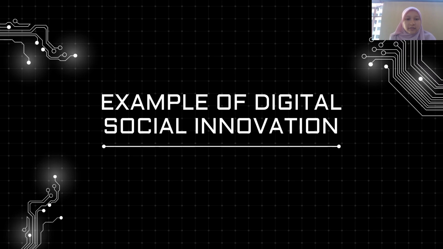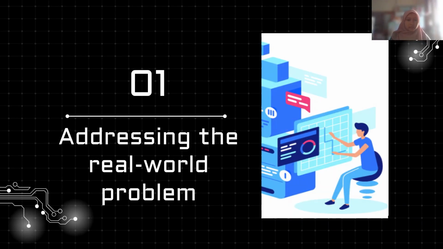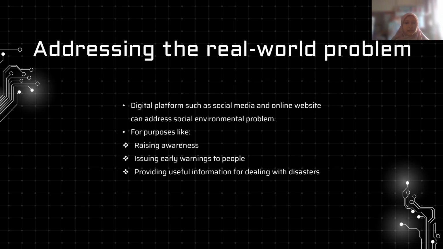I will be talking about examples of digital social innovation. The first example is digital social innovation and addressing the river problem. Digital social innovation can help address the river problem because nowadays digital platforms such as social media and online websites can address social and environmental problems. It includes raising awareness among local people, issuing early warnings to people, and providing useful information for dealing with disasters.